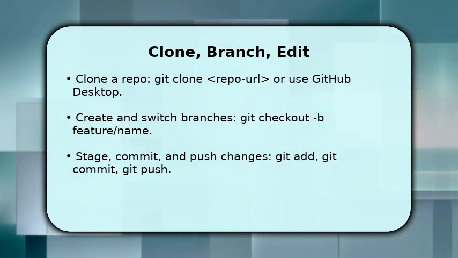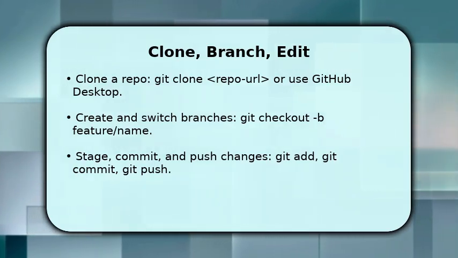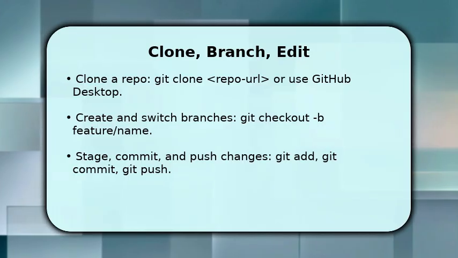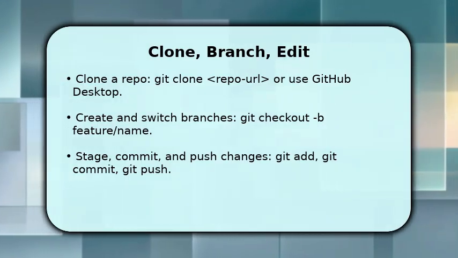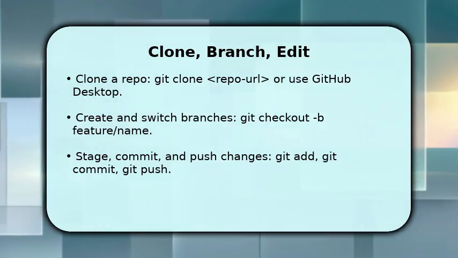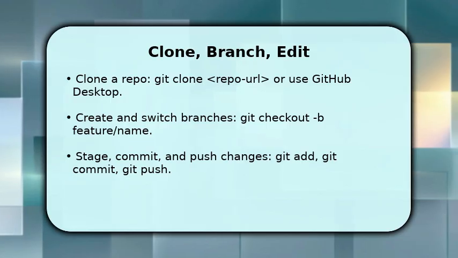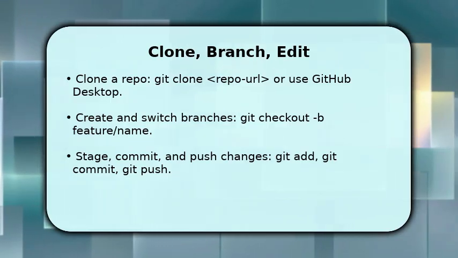Create a branch for your work with git checkout -b to avoid touching main. Make changes in your editor, then stage files with git add and write clear commits using git commit -m. Once satisfied, push the branch. git push -u origin your-branch.